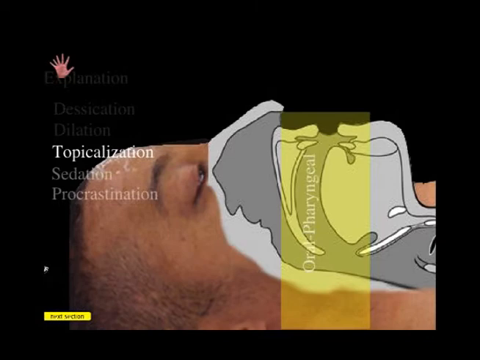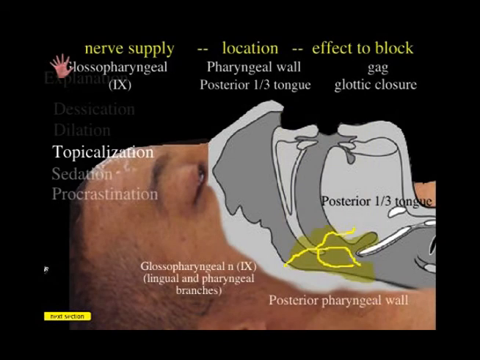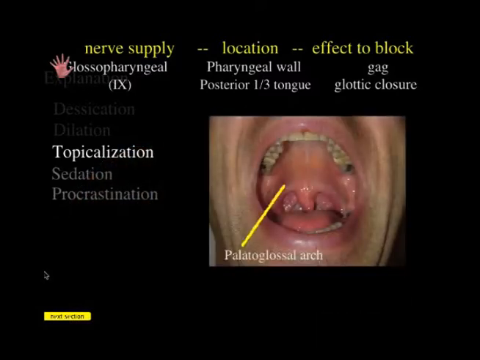So I'm going to go after the oropharyngeal area. Now, it's the glossopharyngeal nerve, branch of 9. The location I'm trying to block is the posterior pharyngeal wall and the posterior 1/3 of the tongue. This is where gag lives, and that's really what I'm blocking, gag. If we look at the mouth and the palatoglossal arch, that first arch of tissue when you look at someone's mouth, the nerve can be accessed right at the base of that arch.